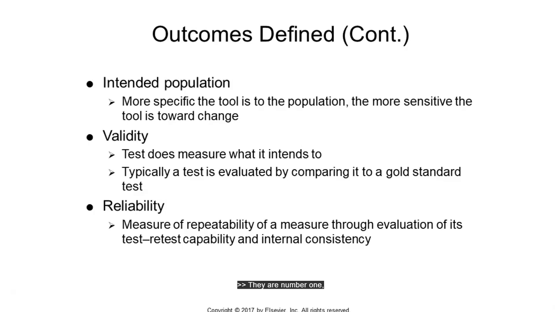They are, number 1, what is the intended population? In other words, what is the purpose of the test and what type of patient is it intended for, including the patient's age, characteristics, and disease characteristics? 2, how valid is the test? Is it the gold standard? Number 3, how reliable is the test? Reliability is a measure of the repeatability of a measure through evaluation of its test, retest capability, and consistency. It is usually defined in statistical terms.